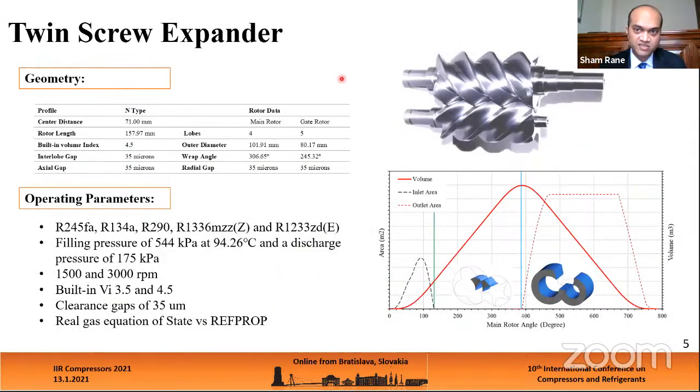Looking at the twin screw expander, we have taken our standard geometry case here, which is a combination of 4 lobes and 5 lobes of the male and female rotor respectively. And we have looked at several fluids, such as R245fa as the standard refrigerant which was in place, and then alternatives with low GWP values such as R290, R1336, and R1233.